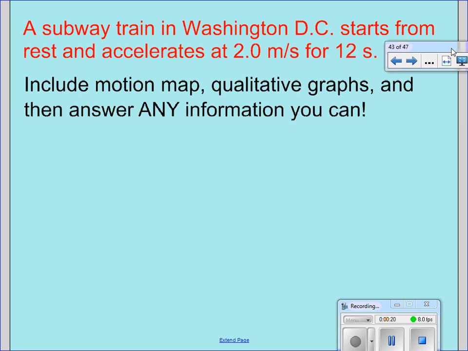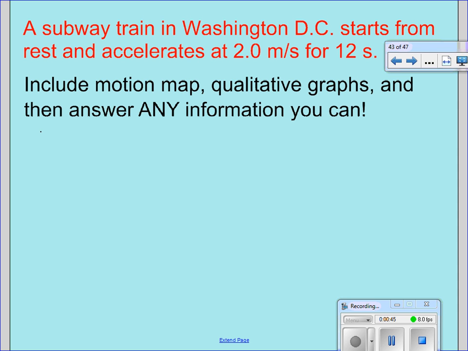It says a subway train in Washington, D.C. starts from rest and accelerates at 2 meters per second for 12 seconds. Notice it's very open-ended, doesn't really ask you a question, because the idea is I want you to be able to do everything we've learned so far in this class. That includes motion maps, qualitative graphing, and finally kinematic equations that would get us some additional information. So let's first start out with a motion map.